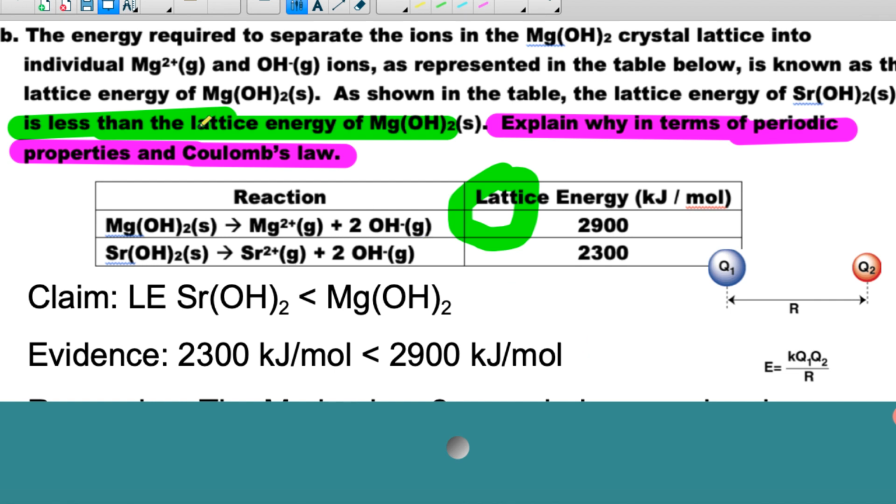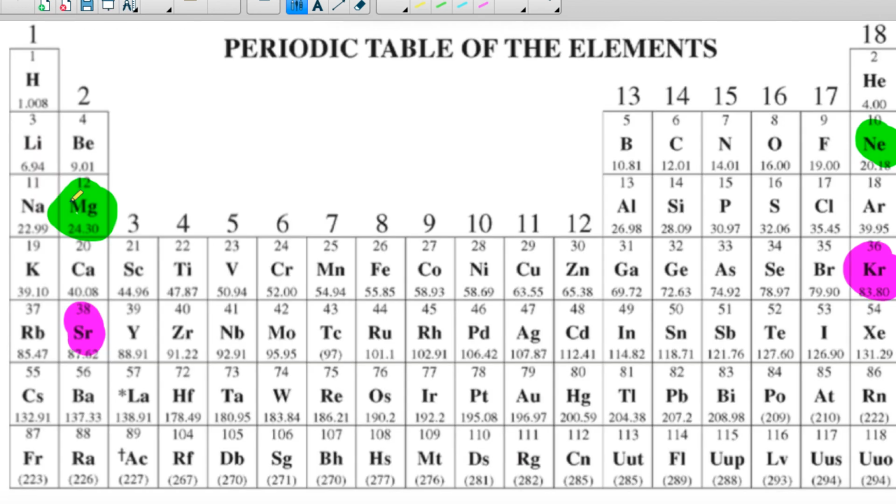So since it has to do with radius and charge, we need to run over to the periodic table and see what the periodic table tells us about magnesium and strontium. Magnesium and strontium both have a charge of +2 because they're in group 2. Now, magnesium and strontium, they're ions. So the magnesium ion looks like neon. It loses 2 electrons and takes on the noble gas configuration of neon. Strontium also loses 2 electrons to become a +2 charge, and it looks like krypton.